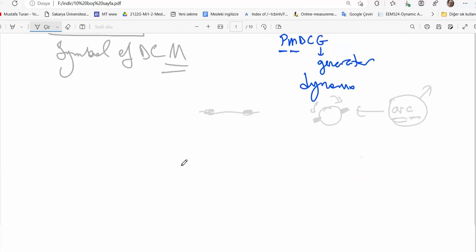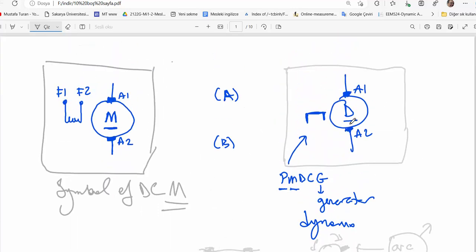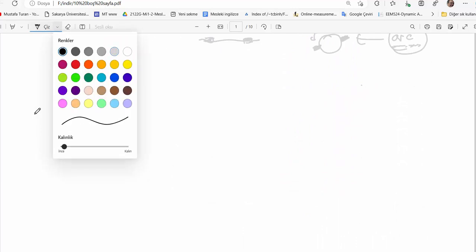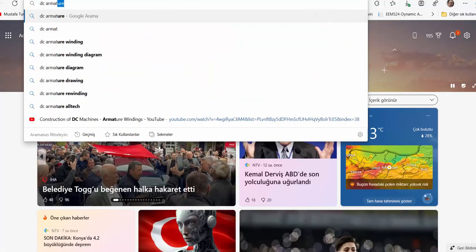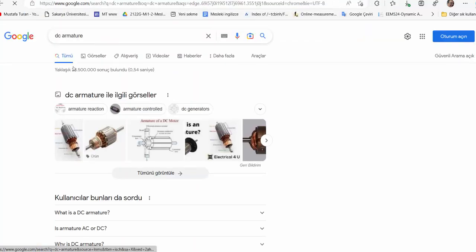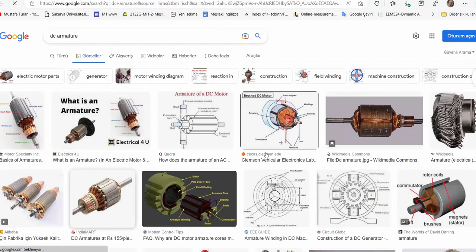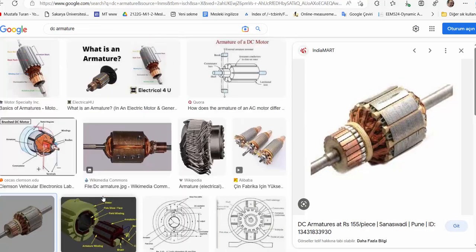Today I will remind you of the equivalent circuit. Okay, here was the armature. Here is the armature, let's say A1 and A2. Let me write it down here: DC armature, and you remember what we talked about. That is a DC armature, the DC rotor. The armature is the place where energy conversion occurs or where the electromotive force is induced.